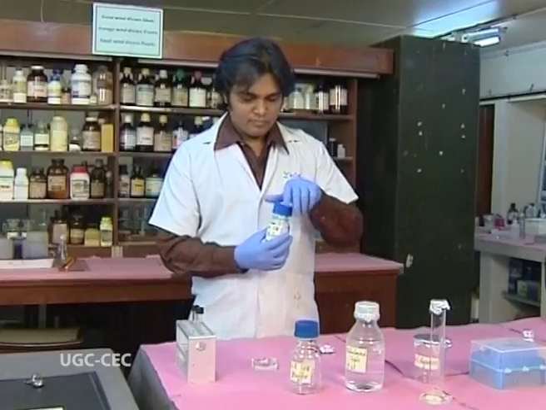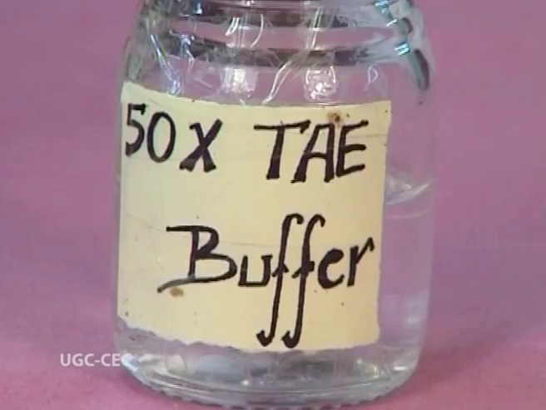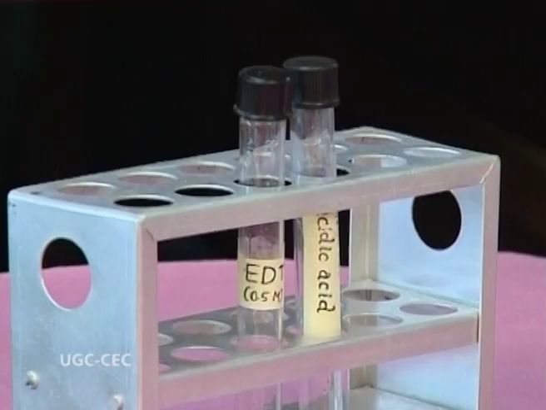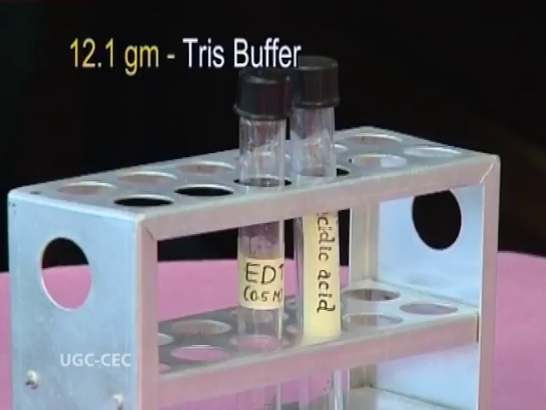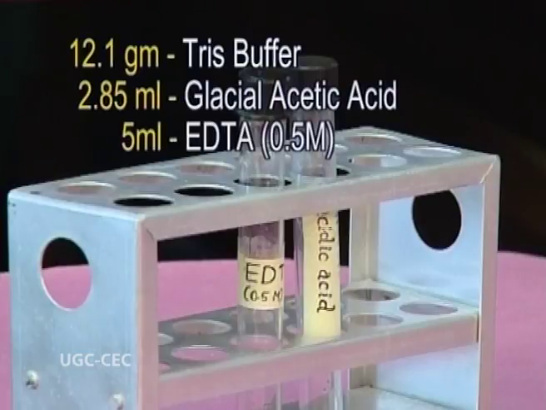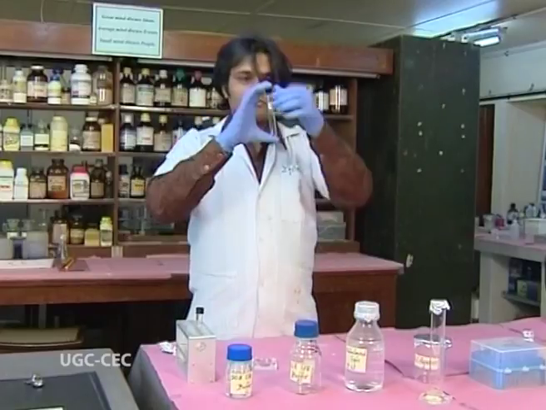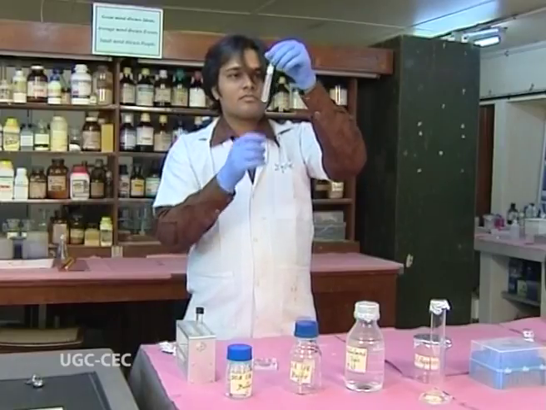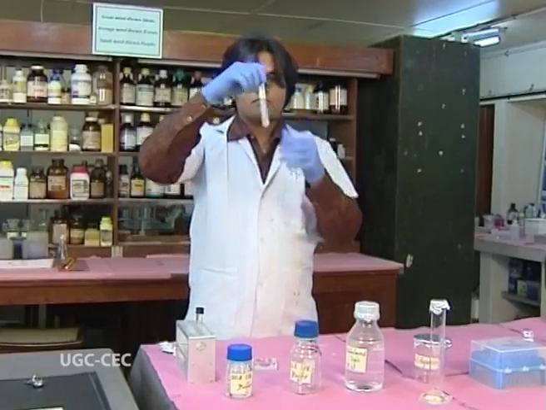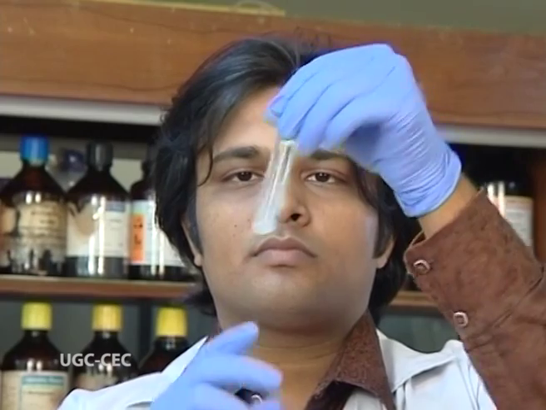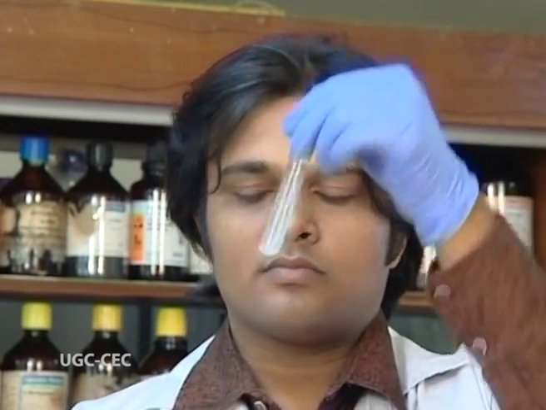Before starting the technique, let us first have a look at the chemical preparation. For preparing the first main chemical, that is 50X TAE, we require 12.1 gram of Tris buffer, 2.85 ml of glacial acetic acid, as well as 5 ml of 0.5 molar EDTA. The EDTA is prepared at 0.5 molar separately so that it does not interfere with the mixing and dissolving of the Tris buffer. Hence we dissolve it in a test tube where it is shaken and dissolved properly.